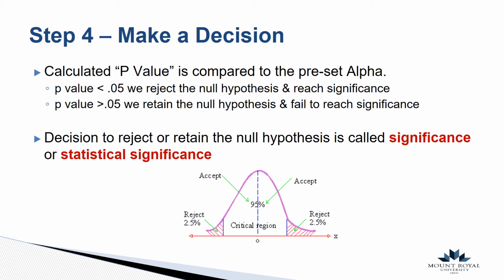If the p-value is over 0.05, we keep the null. We keep the null stating that there is no difference or the difference is due to chance, and we fail to reach significance. So the decision to reject, kick away, or retain, keep the null hypothesis is called significance or statistical significance.